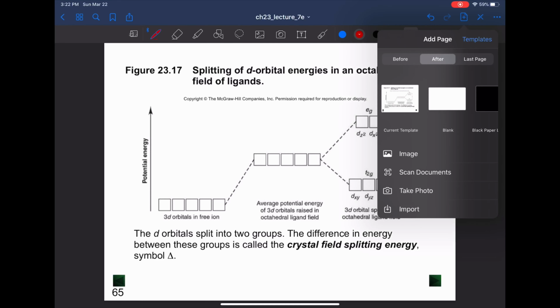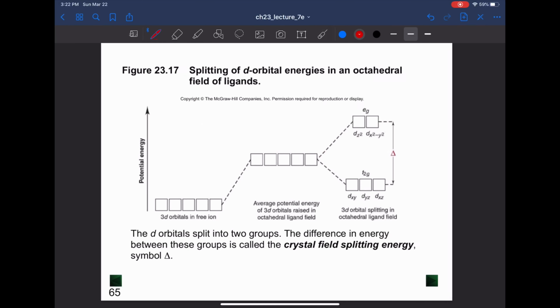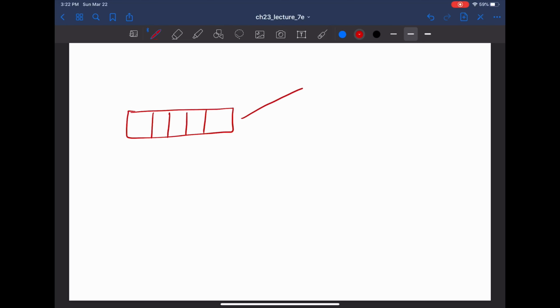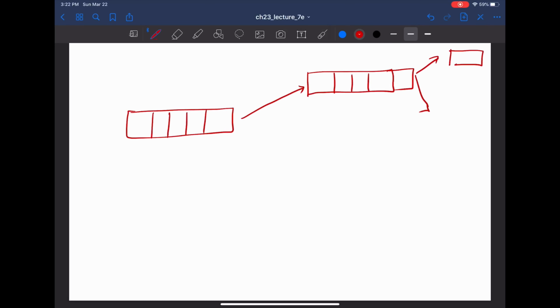Splitting in general: you have a 3d orbital with 5 different orbitals. When this 3d orbital bonds with ligands, it reaches a higher energy because of the extra electrons. Then this splits again into 2 parts, one with a lower energy and one with a higher energy. 2 of them go to higher energy and 3 of them go to lower energy. The 3 that go to lower energy are dxy, dyz and dzx. The ones that go to higher energy are dx square minus y square and dz square.